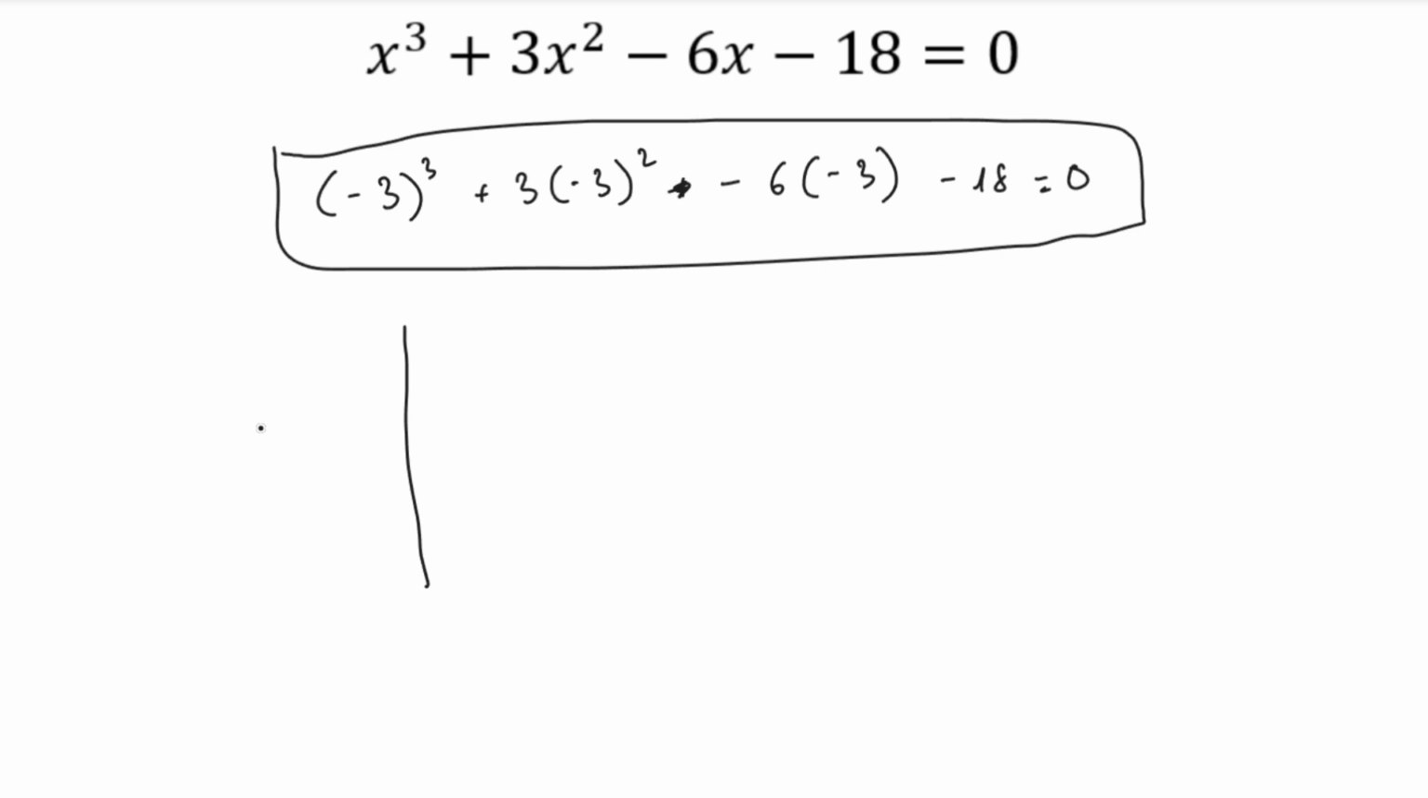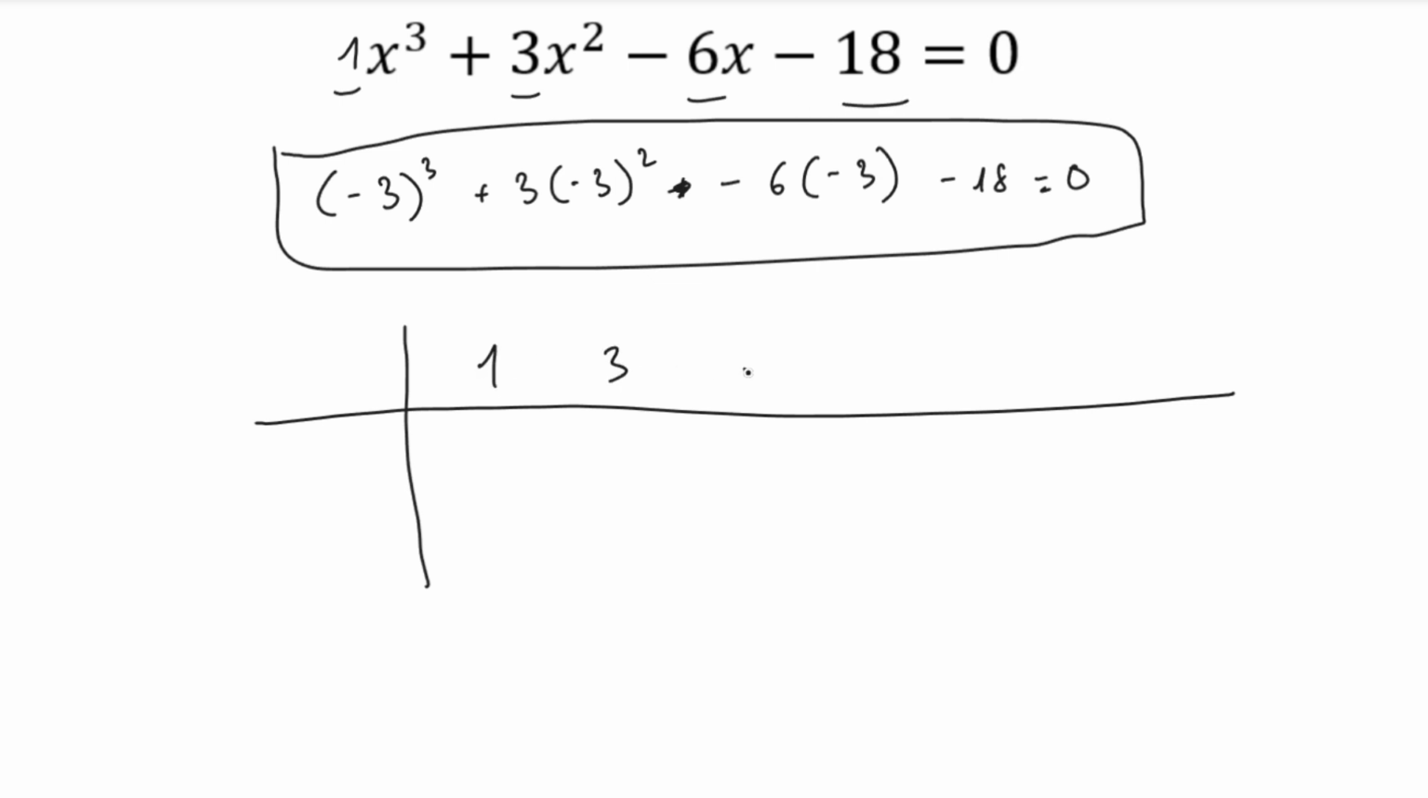Then we're going to use the Horner method. So how do we use it? We put out all the coefficients of this equation: 1, 3, -6, and -18. You know that -3 is a solution, so we list -3 here. And the first coefficient we just put down. We don't do anything with it. Remember, just the first coefficient.